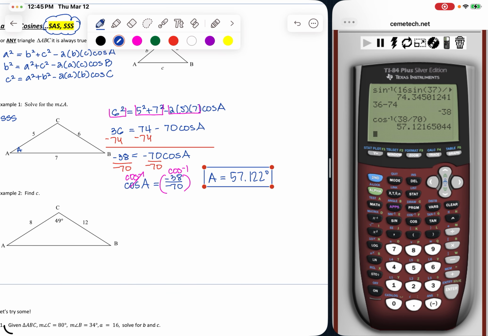One thing that I know about this is that my answer couldn't be obtuse. So if I would have gotten an obtuse answer, how would I get an obtuse? Let's say I did cosine inverse of negative 38 divided by 70, and I forgot the negative on my 70, like I got 122.878, right? I know that's not right. How do I know that's not right? Because 7 is my biggest side, so C has to be my biggest angle. There can only ever be one obtuse angle in a triangle. So you can sometimes catch mistakes if you're making them.